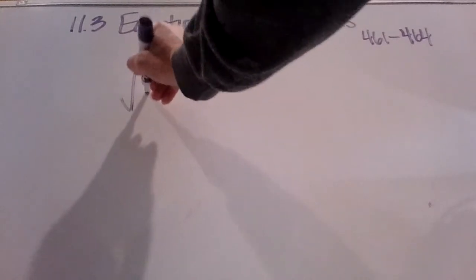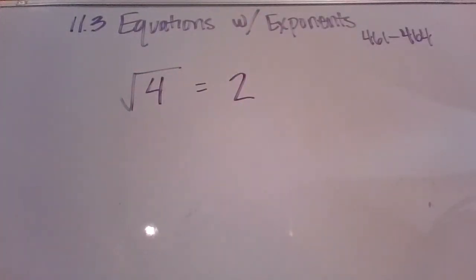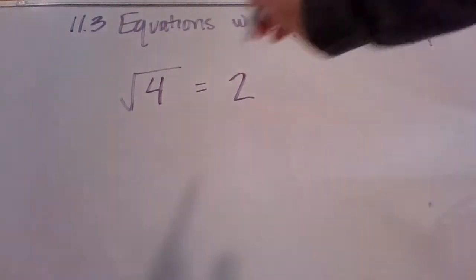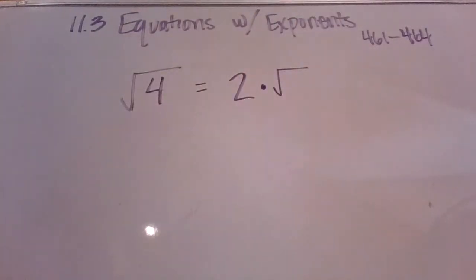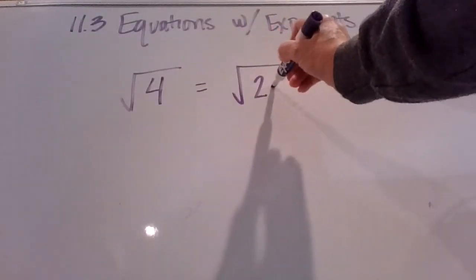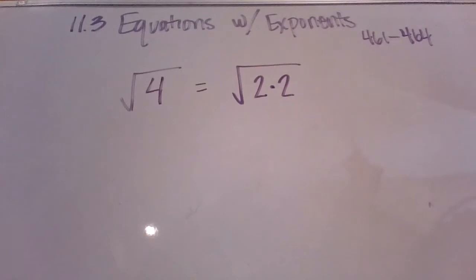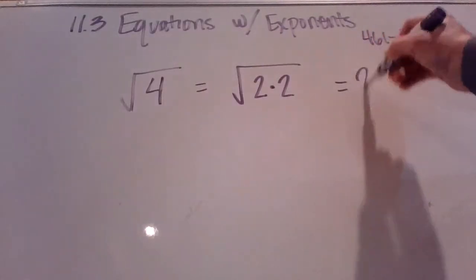So one thing that we need to discuss is that when we have the square root of something, for instance, the square root of 4, it's 2, which is what we've always learned. That means 2 times 2. This also means the square root of 2 times 2. 2 times 2 is 4. So then my answer would be 2.